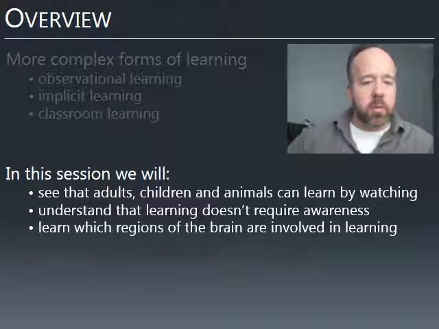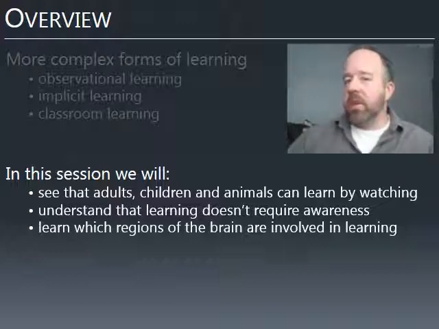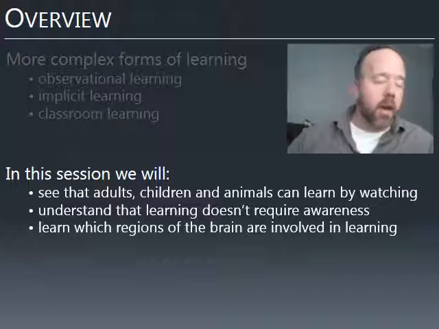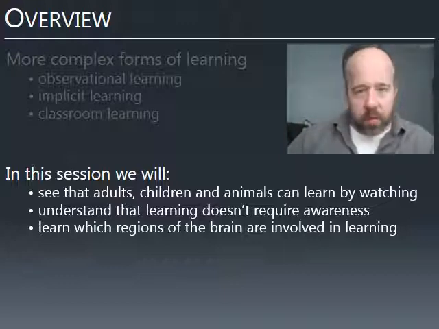And for both kinds, we'll see what parts of the brain are involved. So especially when it comes to implicit learning versus other kinds, implicit learning is really quite different and requires different parts of the brain. You can have an injury to the brain that impairs one kind of learning and not the other. So we'll talk about that as well.